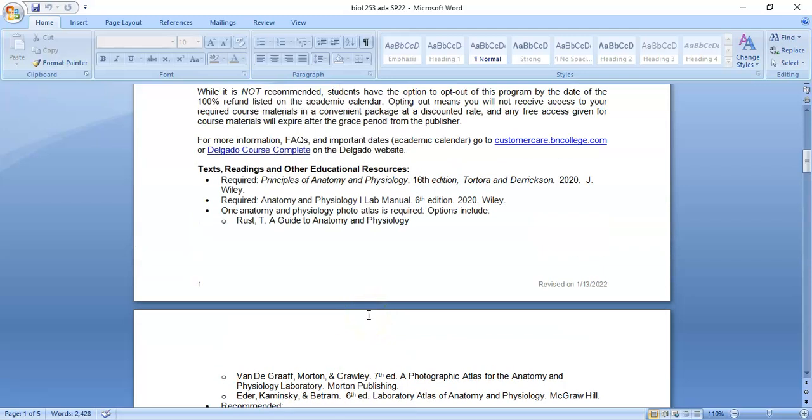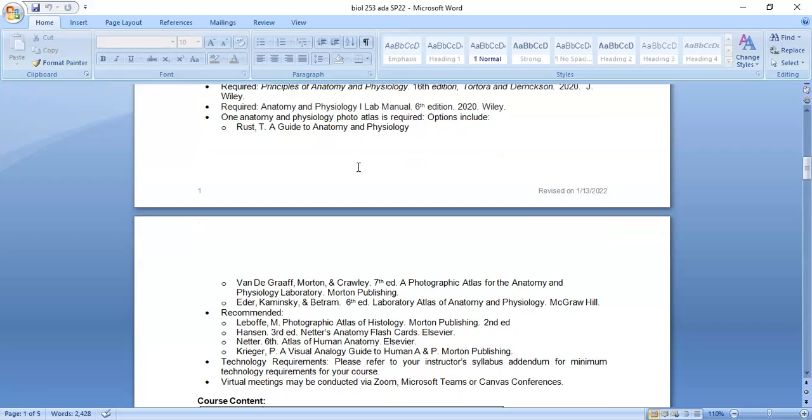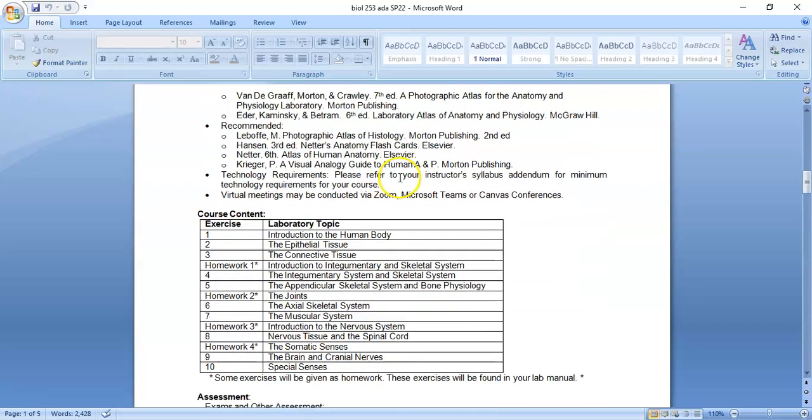But again, I'll send out an announcement with information about how you can go about picking those items up. Now, the atlases you don't have digital access to. The only thing you'll have digital access to are the texts themselves. So if you need one of these atlases, you'll have to pick that up physically.